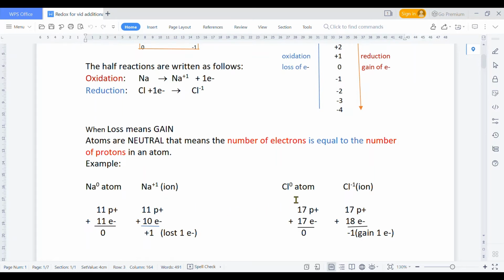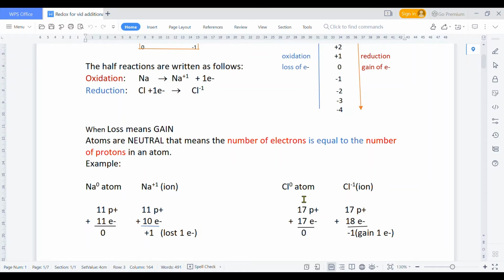Now for chlorine atom and chlorine ion. Chlorine atom has an atomic number of 17. That means that there are 17 protons and also 17 electrons. Now, if we add this up again, it will be 0. That is why chlorine has a 0 charge. It is electrically neutral.